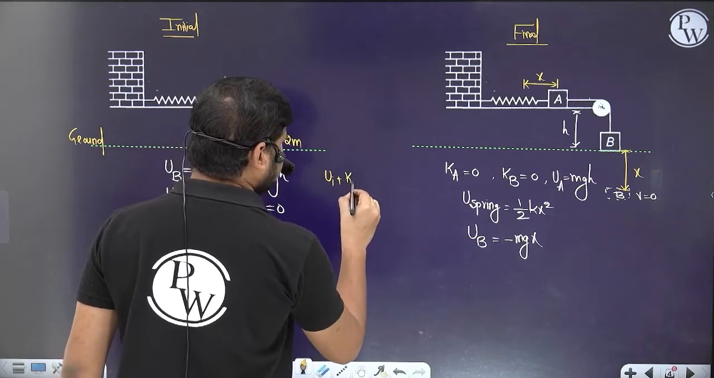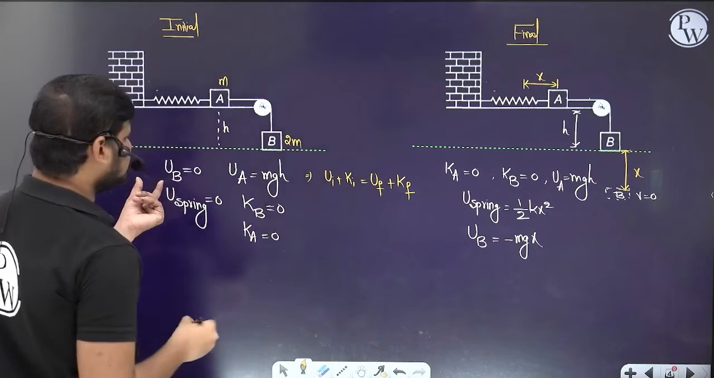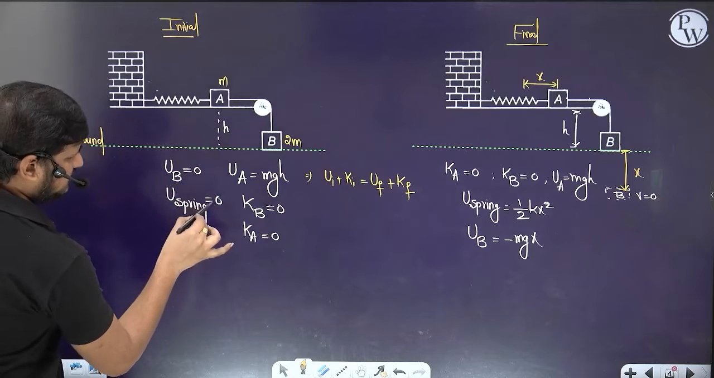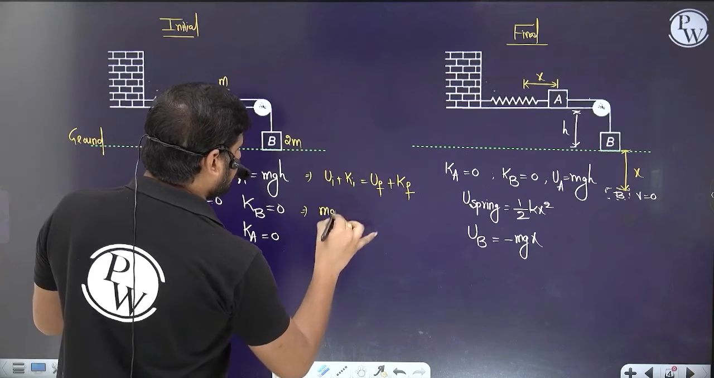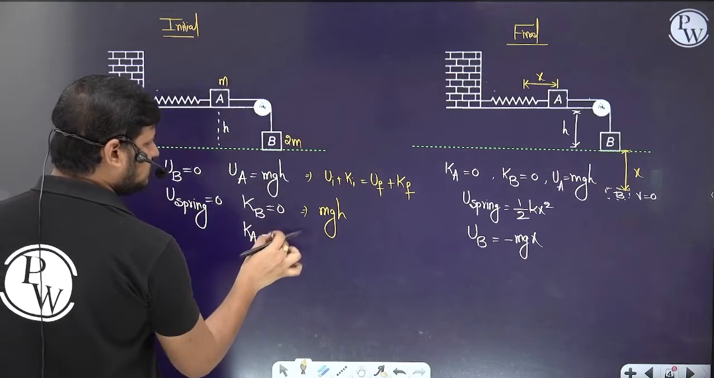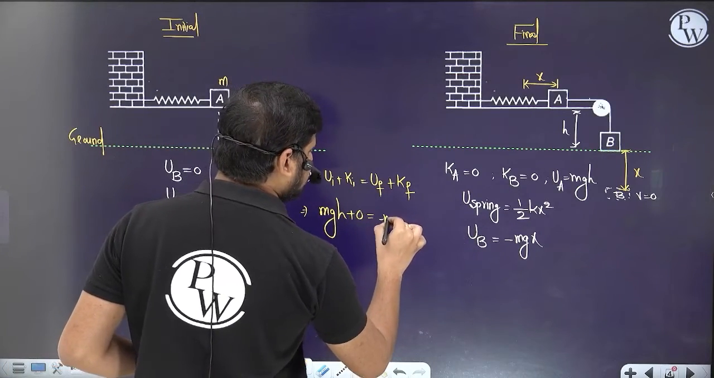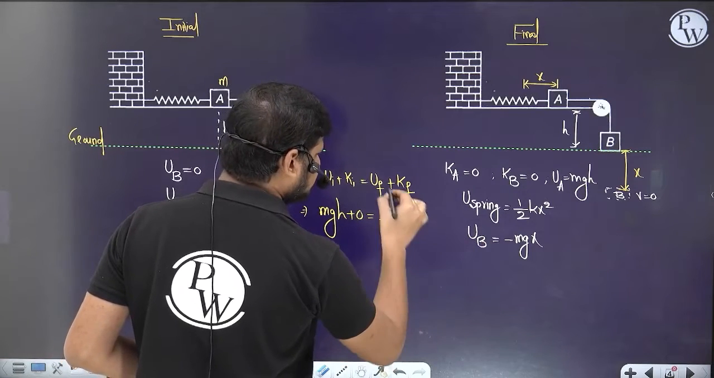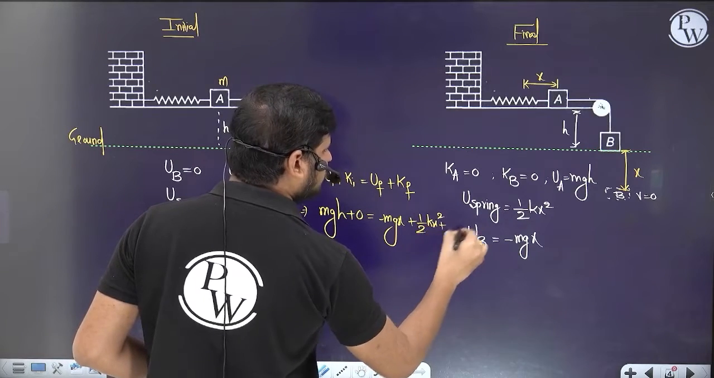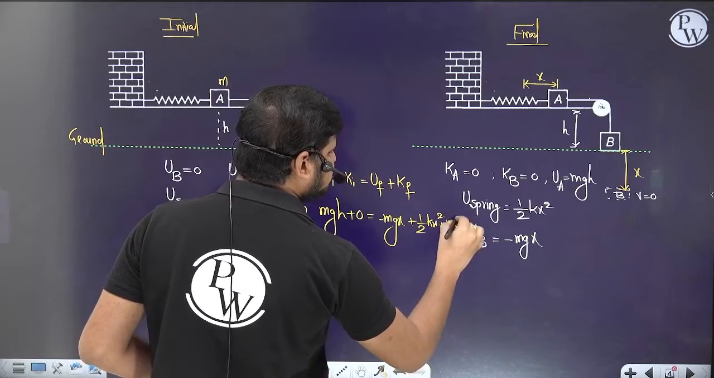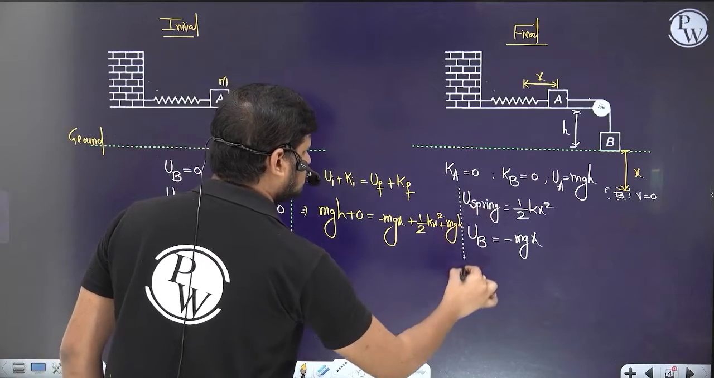Ui plus Ki is equal to Uf plus Kf. Just substitute the values. What is the initial potential energy? This one plus this one plus this one. Initially I can see only mgh is there, this is 0, this is 0, and the kinetic energy is also completely 0. The final potential energy: we have minus mgx as one potential energy, the other one is half kx square, and one more for A, which is mgh. Understand? I wrote everything in one place, so let me draw a line here so that you will understand easily.